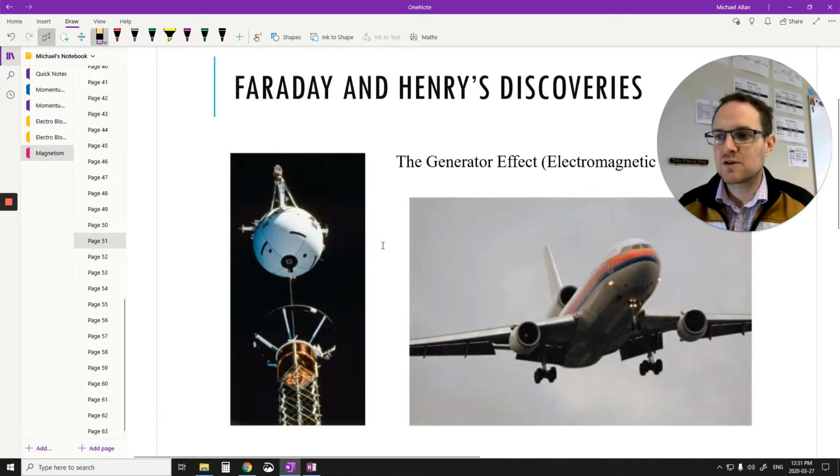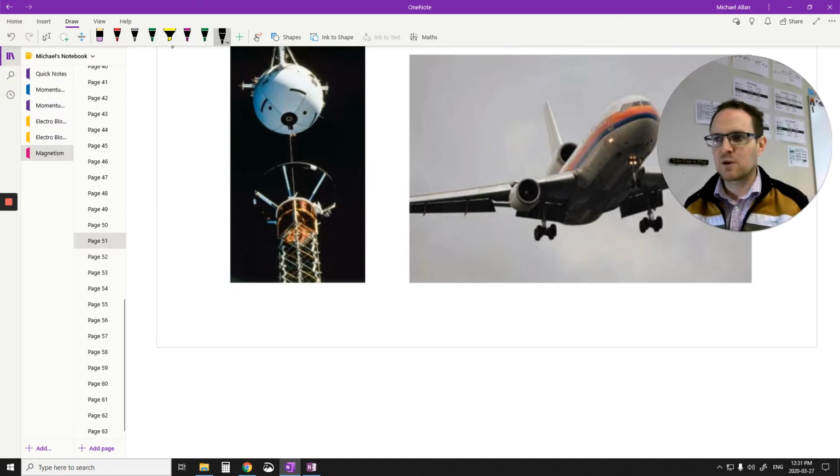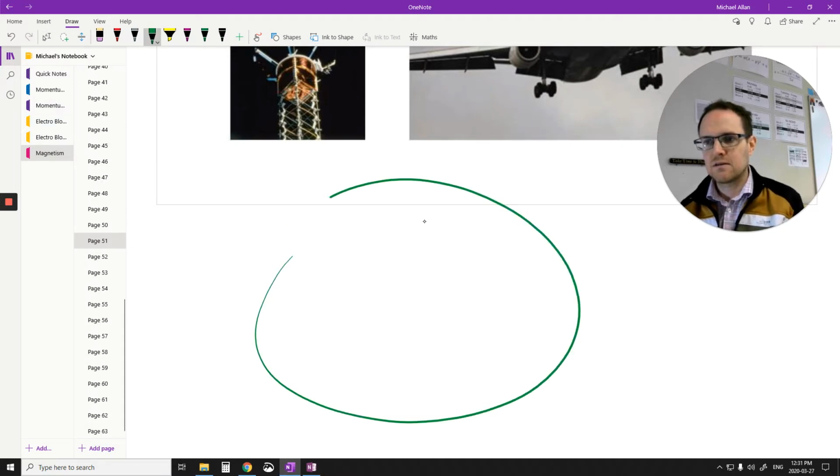The reason that I have a picture of a plane here and a satellite is because this idea of moving something through a magnetic field, by forcing it to move through a magnetic field to produce current, is very important for commercial applications such as this. So at the bottom of this page I'm going to draw a top-down plane. Here's the Earth, okay, and I'm going to draw the plane right here.